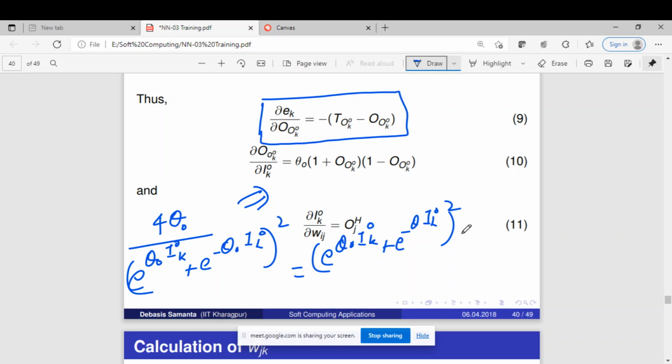So what you understand is, when you differentiate the output with respect to I k o, this is what you will get. Next, this is the second term. Similarly, we have to do the same task for the third term, that is differentiating I k o with respect to w j k. So what is I k o? I k o means input to the kth neuron of the output layer. How will you know that?